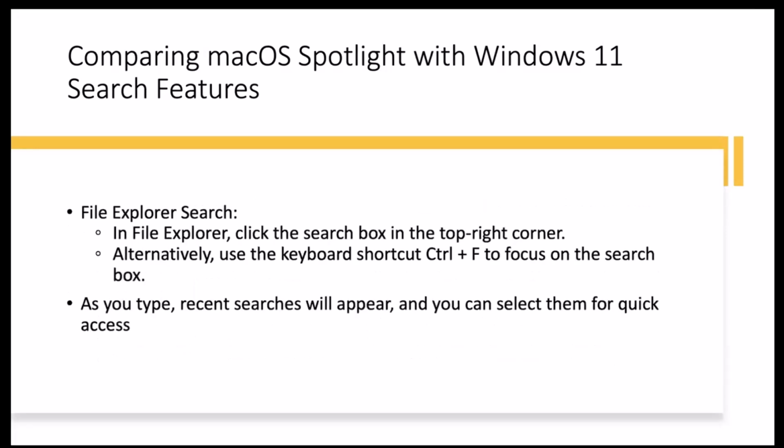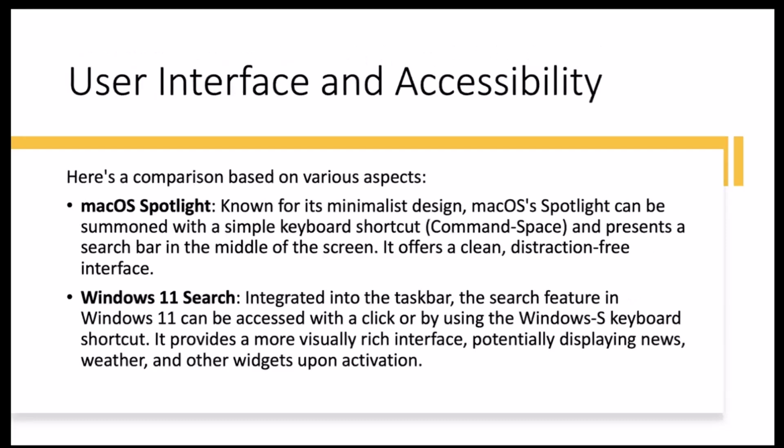If you use File Explorer search, in File Explorer you can click the search box at the top right corner. Alternatively, you can use the keyboard shortcut Control+F to focus on the search box. As you type, recent searches will appear, and you can select them for quick access.